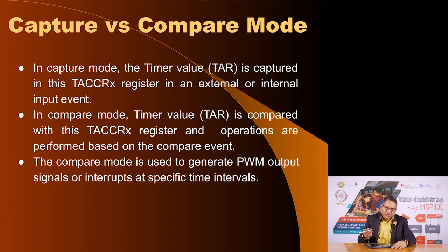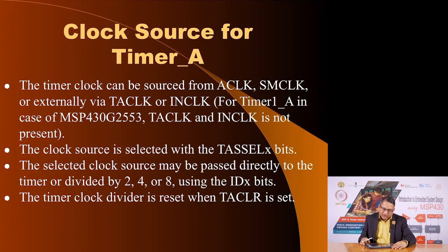And these features can be used to generate pulse width modulated signals. The source of the timer can be ACLK or SMCLK, and you can source it from an external pin like TACLK. The clock source is selected with the help of register bits, and once you have selected the source of the clock, you can also further divide it. So, you can divide it by 1, 2, 4 or 8 and so on.